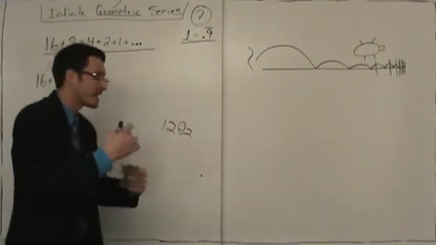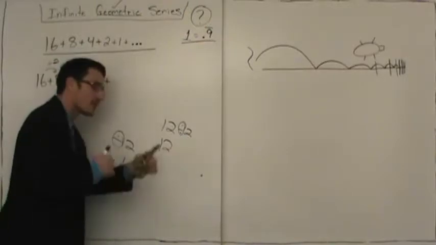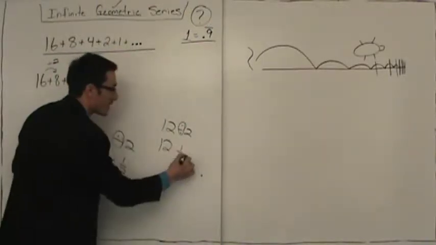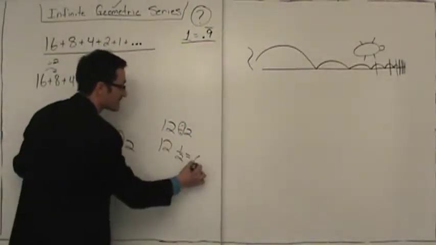So if I say 12 divided by 2, we change division to what? We change division to multiplication. We get 12 multiplied by what? The reciprocal, which is what? 1/2. So 12 times 1/2 is 6.